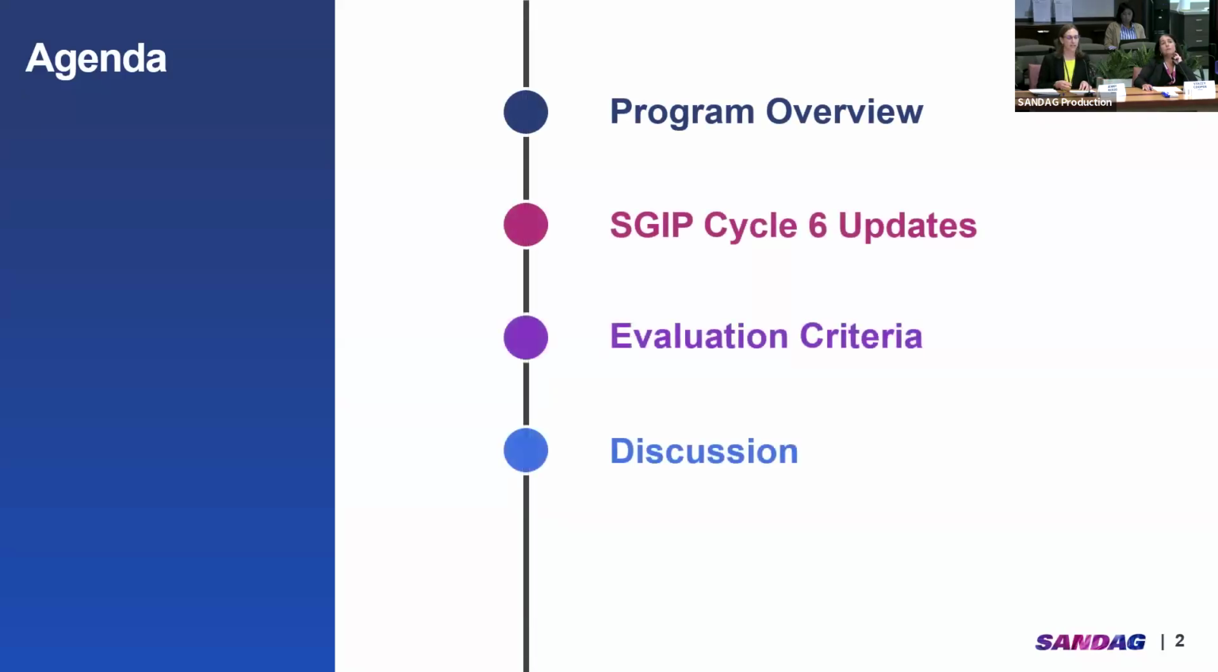So as a quick agenda, we're going to provide you with an overview of what the program is and what it funds and things like that, followed by some updates that we are proposing to make to the upcoming call for projects. Then we'll detail a little bit closer for you what the evaluation criteria are proposed to be. This is the area where we're really looking for you to provide feedback to us today. And then we'll turn things back over to the chair, and I'm happy to receive any comments that you may have.